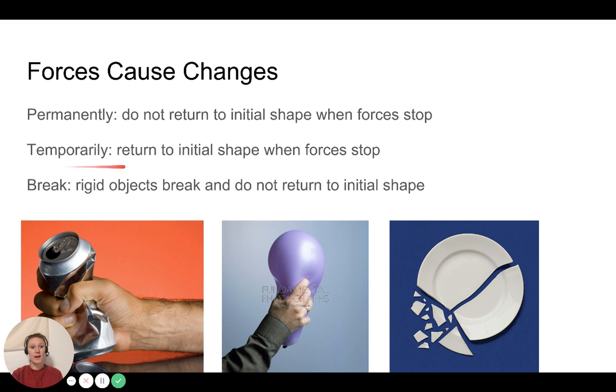Forces can temporarily affect the object, and then they return to the initial shape when the forces stop. For example, when you squeeze a balloon and let go, the balloon goes back to its shape. Or the objects can break. Rigid objects break and do not return to the initial shape.